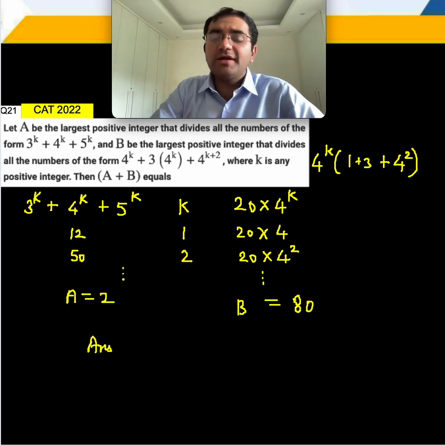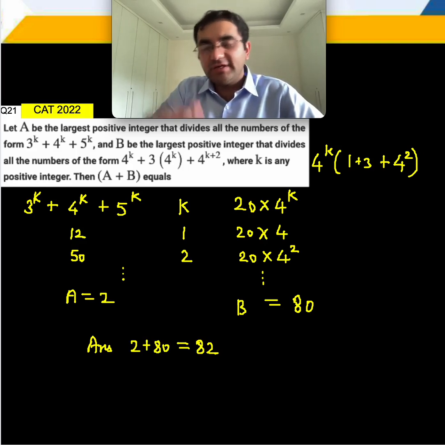The number that divides each of these, 20 into 4, 80. So आपका answer for A plus B turns out to be 2 plus 80. 82 is the right answer for question 21. Something that looked very, very dangerous is actually quite straightforward.